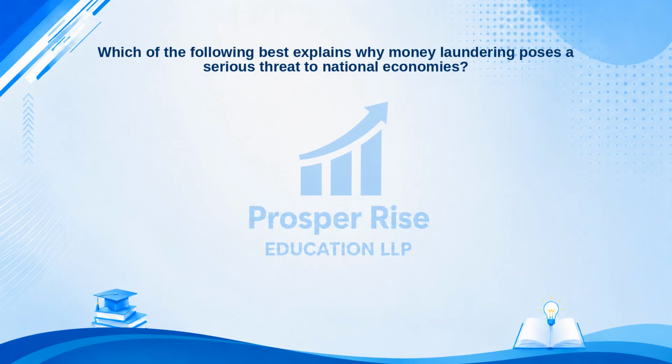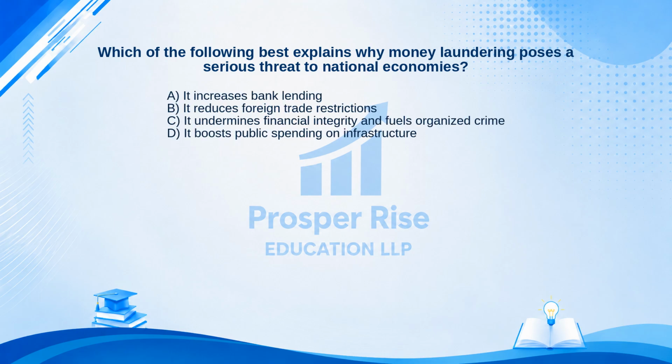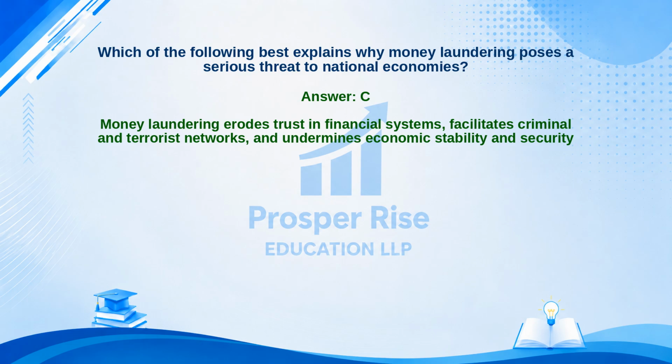Which of the following best explains why money laundering poses a serious threat to national economies? Here are your options. A. It increases bank lending. B. It reduces foreign trade restrictions. C. It undermines financial integrity and fuels organized crime. Or D. It boosts public spending on infrastructure. Take a moment to pause the video and decide. The correct answer is option C. Let's see why. Money laundering erodes trust in financial systems, facilitates criminal and terrorist networks, and undermines economic stability and security.